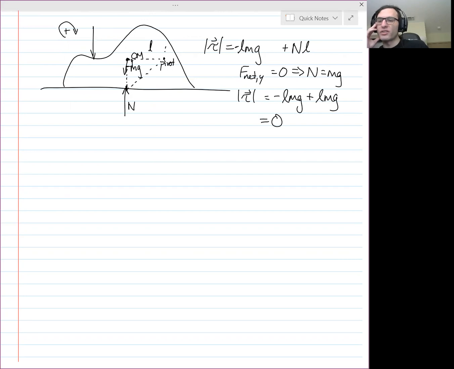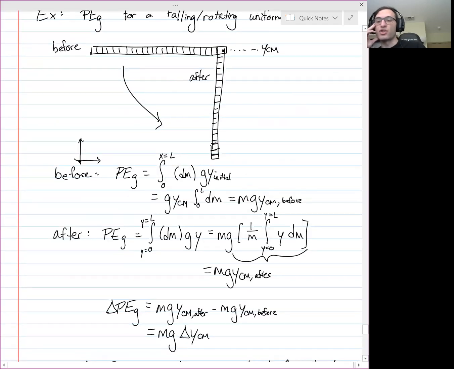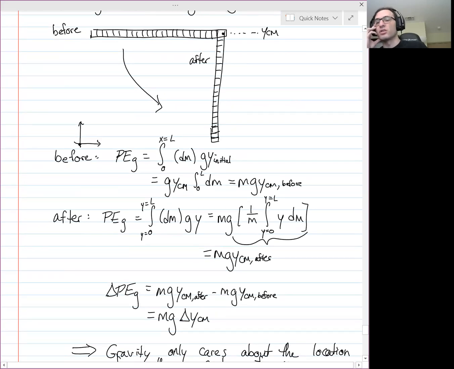Could you go back and go over the example of the change of the potential energy of the bar rotating around a pivot point again? So I actually didn't go over the kinetic energy bit. I just went over the change in potential energy bit. You have to do some of the work to find the change in potential energy.